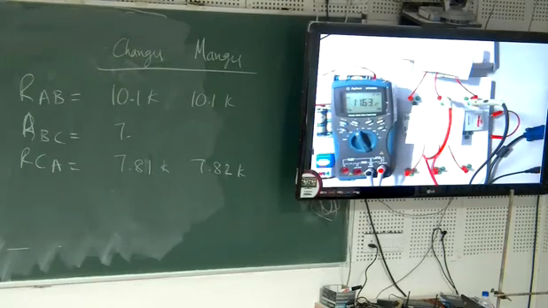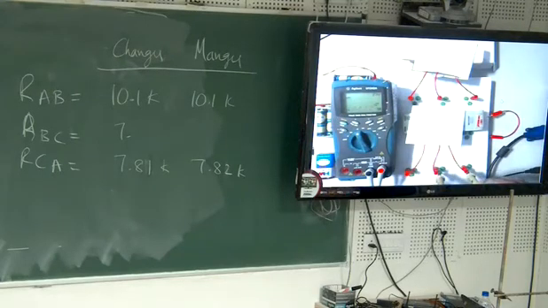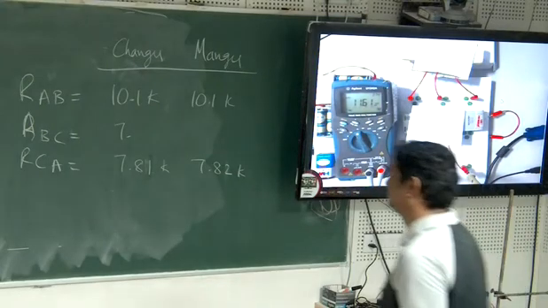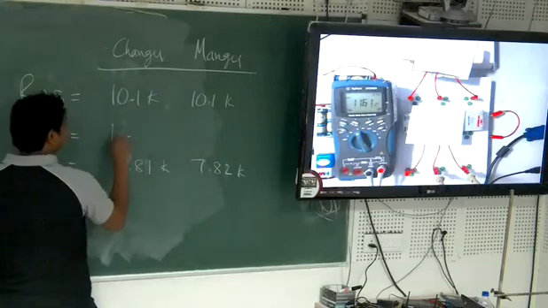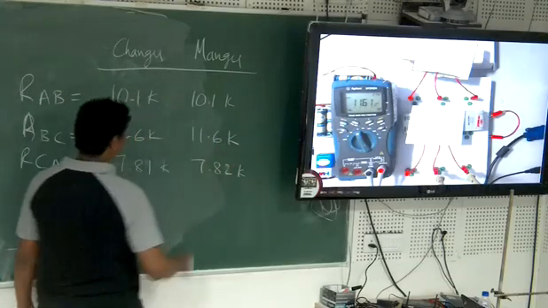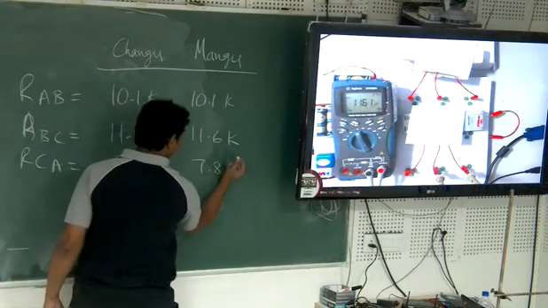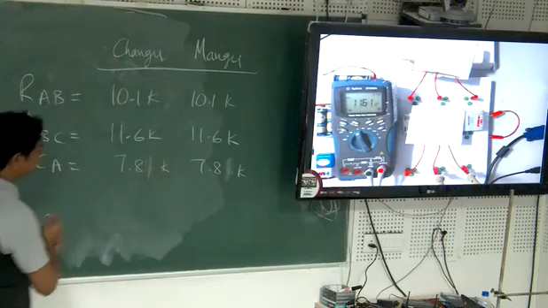So how much is RBC? 11.63. And what about this one? 11.61. Okay. Not very much difference. So I'll write it 11.6 itself. If you ignore the second decimal, it's exactly the same.